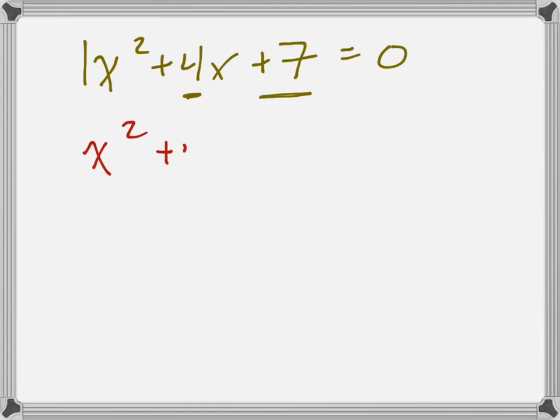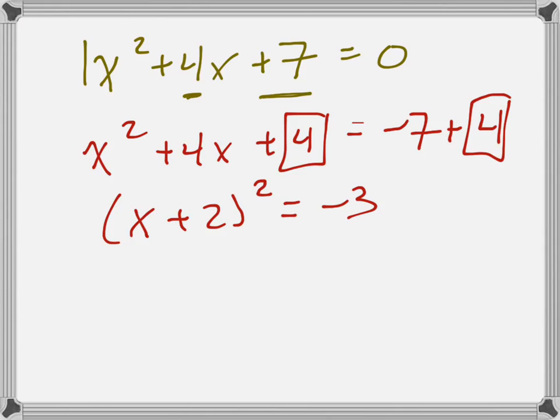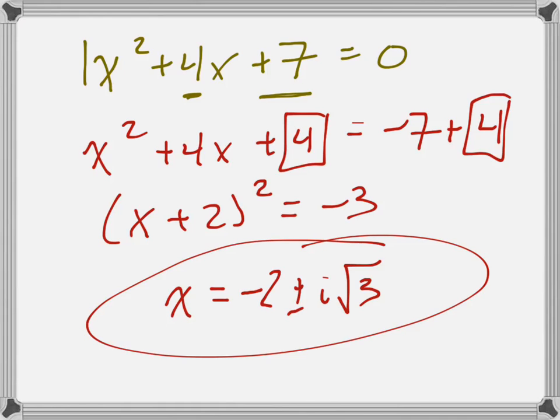I'm going to go x squared plus 4x plus 4 equals negative 7 plus 4. See how I added 4 to both sides? So it's x plus 2 squared equals negative 3. And now in my head I can just solve. It's going to be the square root of 3i, right? Plus or minus the square root of 3i, minus 2. And there are my answers. Negative 2 plus or minus i root 3.